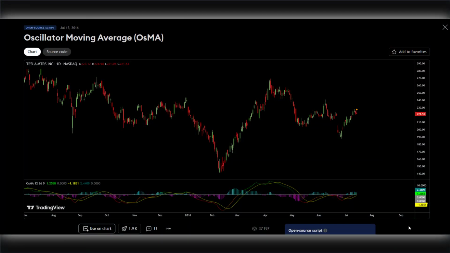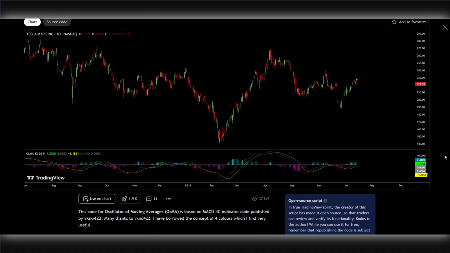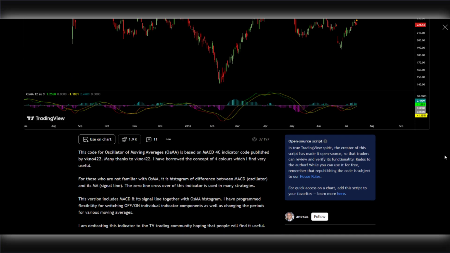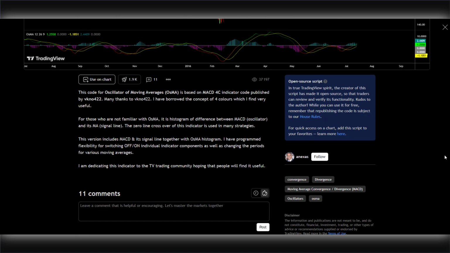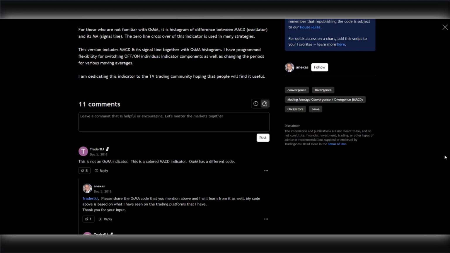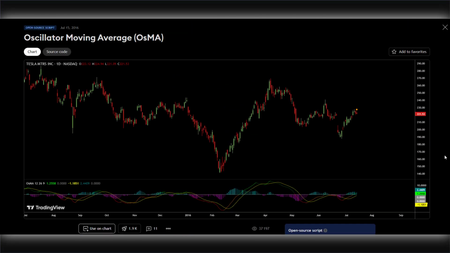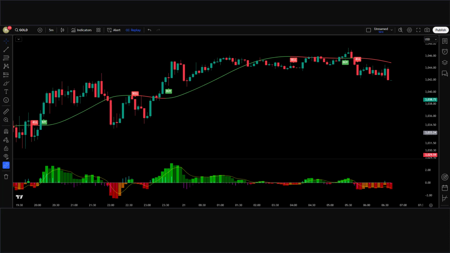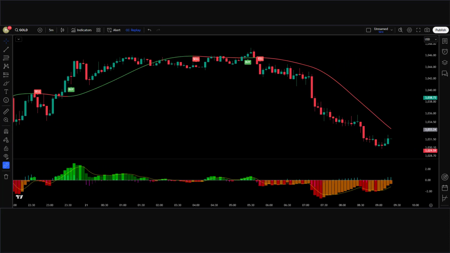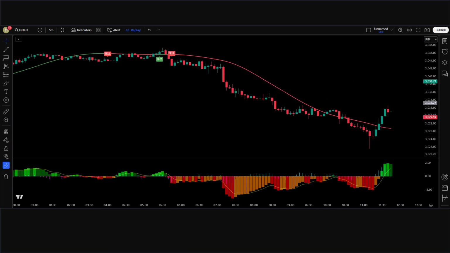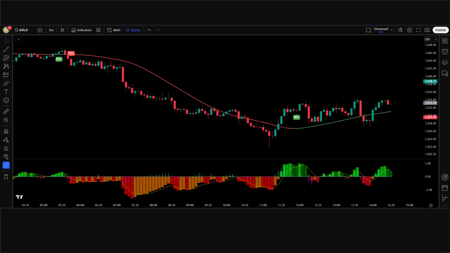We introduce the Oscillator Moving Average Indicator, a powerful custom TradingView script that combines popular oscillators, RSI, MACD, or stochastic, with a moving average, SMA, EMA, or WMA, to enhance trend analysis and signal precision. So, what are you waiting for? Watch now and uncover the secret to the Oscillator Moving Average TradingView Indicator.